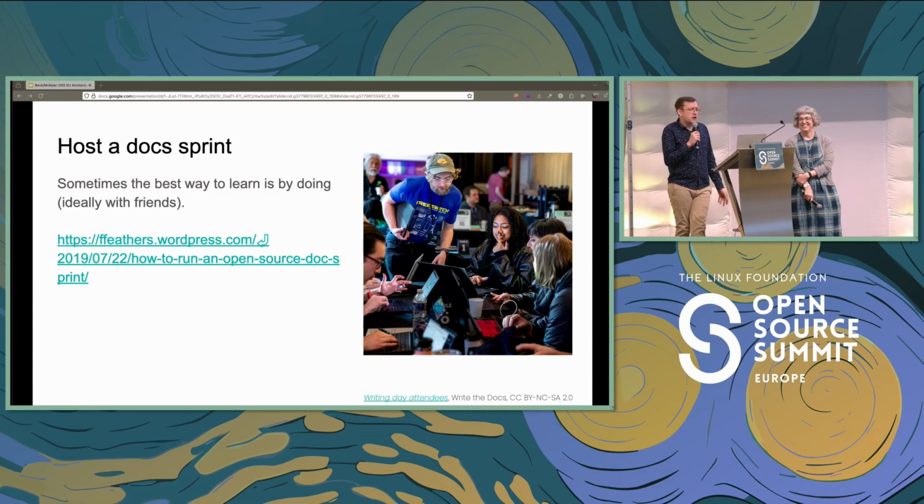to build this pattern of improving your documentation. And Sarah Maddox, a former Google tech writer, wrote a really great article about this. It's how to run an open source doc sprint, and I highly recommend reading that to learn how to do this.